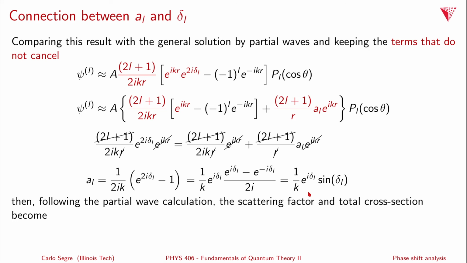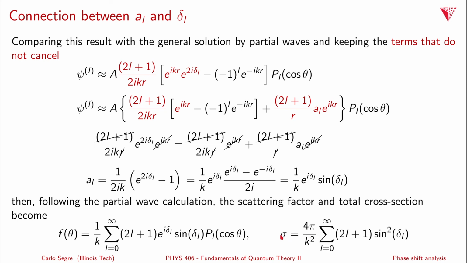So if you look at the partial wave calculation, you can now pull out the scattering factor and the total cross-section in terms of these phase shifts. So f of theta, in terms of the phase shifts, is 1 over k, sum of L equals 0 to infinity, because you have to sum all the partial waves, times (2L plus 1) times e to the I delta sub L sine of delta sub L, P sub L of cosine theta, and the total scattering cross-section is 4 pi over k squared, sum of L equals 0 to infinity, (2L plus 1) times sine squared of delta sub L.